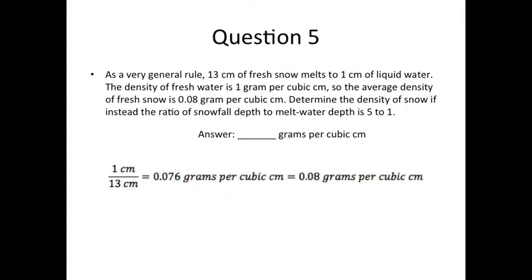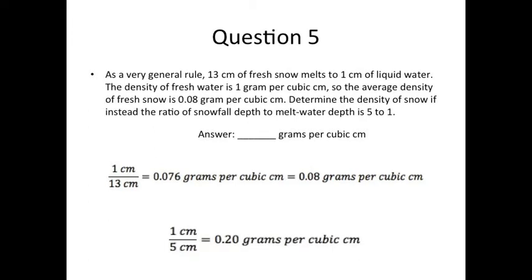Since the ratio of the very general rule was 13 centimeters to 1 centimeter, dividing it out, 1 divided by 13 gives you 0.076 grams per cubic centimeter or 0.08 grams per cubic centimeter. So this shows that when you take the ratio that they gave you, which is shown on the math on the slide, 1 divided by 13, gives you the gram per cubic centimeters that they got. So let's do that with the ratio that we're given, which is 5 to 1.